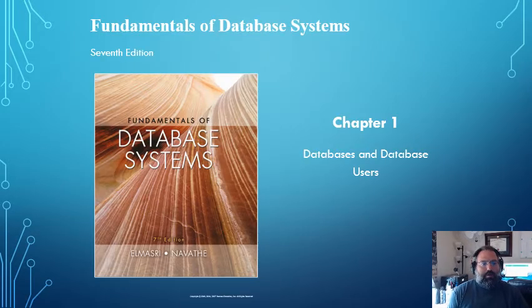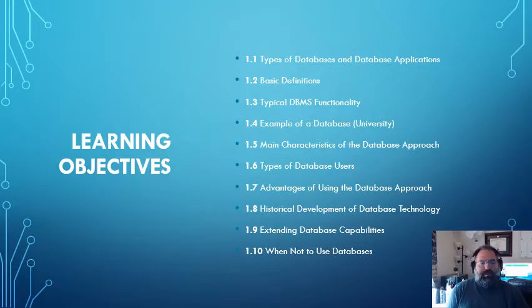Moving into chapter 1, on databases and database users. The basic learning objectives are to talk about the types of databases and database applications, go over some basic definitions, talk about typical database management system functionality, examples of a database, in this case a university-based example, the main characteristics of the database approach, the types of database users, the advantages of using the database approach, historical development of database technologies, and extending database capabilities, and when not to use a database is the final topic.